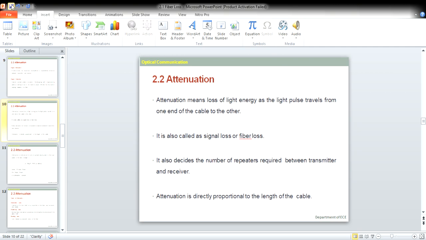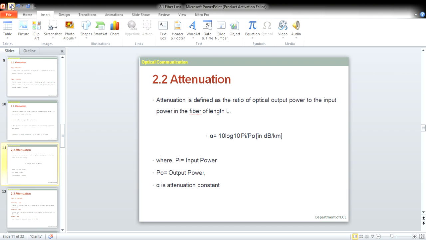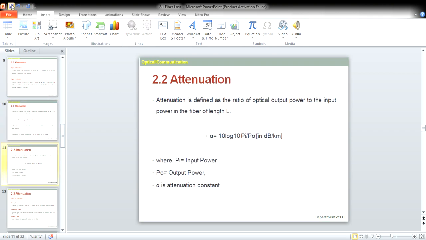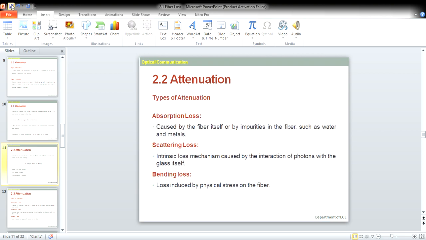Broadly, signal loss is called fiber loss. Attenuation is directly proportional to the length of the cable. Attenuation is defined as the ratio of optical output power to the input power in a fiber of length L. Normally, attenuation is referred to as alpha equal to 10 log10 of Pi by Pout. It is represented in dB per kilometer, where Pi is the input power and Pout is the output power, whereas alpha is the attenuation constant.